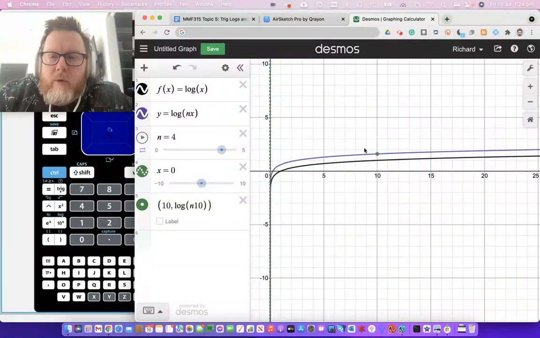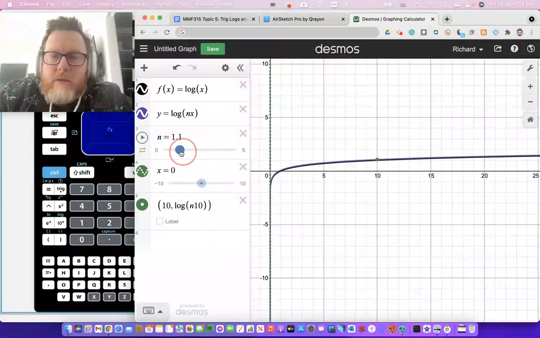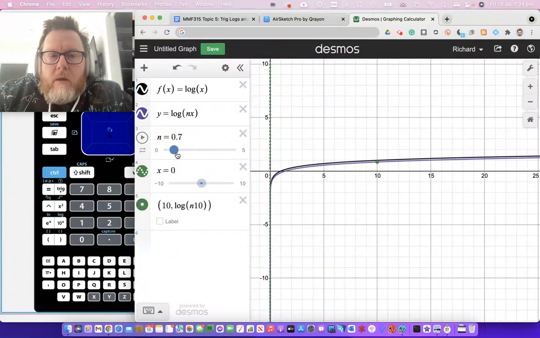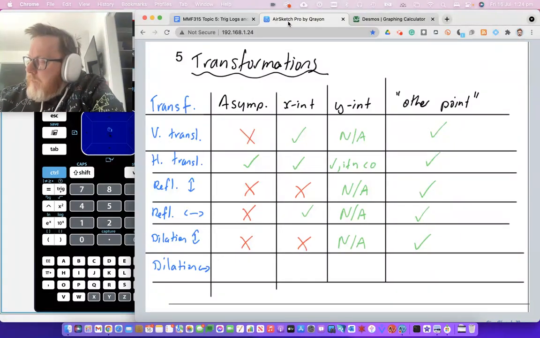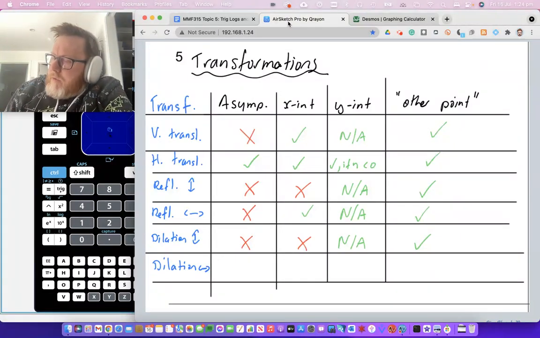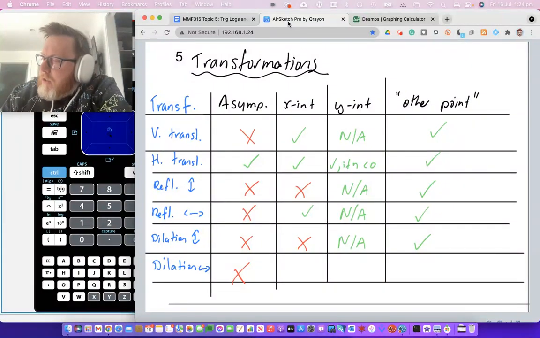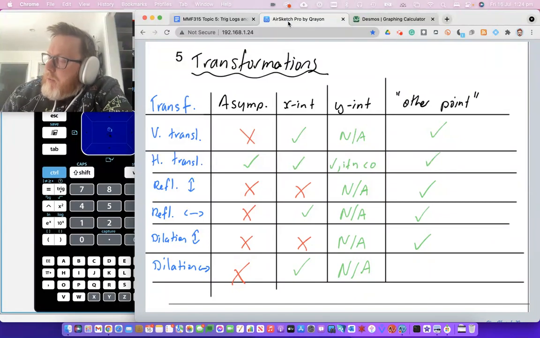Note that the green dot here is sort of staying on its same value of 10, but it's just going up and down. Okay, so that's the effects there. What have we got? The asymptote does not change. The x-intercept does change. The y-intercept won't be affected, and the other point is also affected.